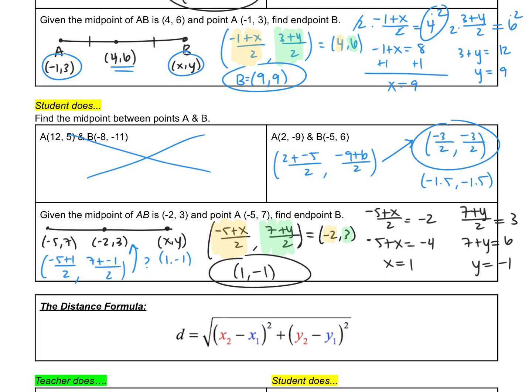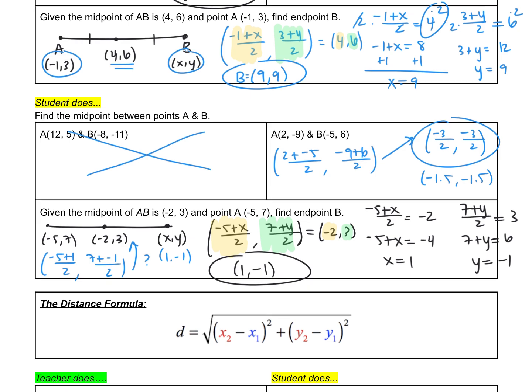How did that go? Okay? We got, let's say, 10 minutes, and we'll try to finish this. Questions for me before we move on to distance formula? Okay, let's do the distance formula real quick and then be done.